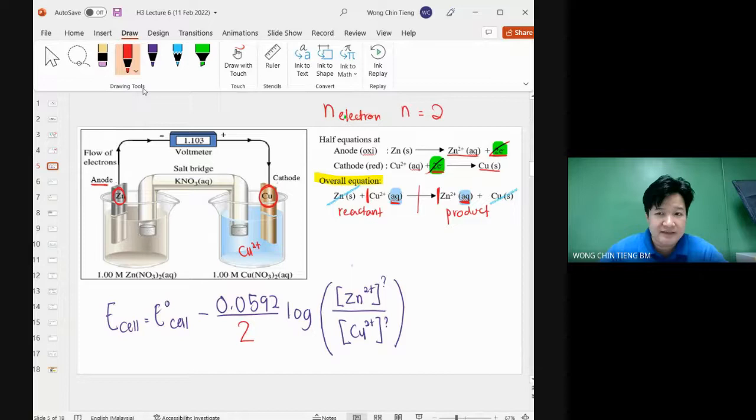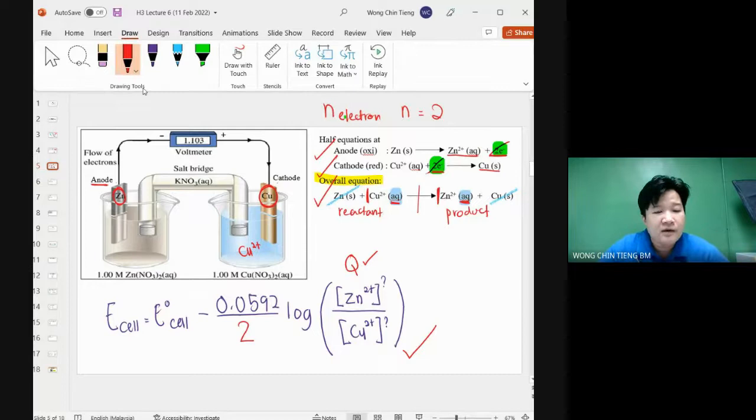Alright, and this is your Nernst equation. Once you have the right formula, you only need to put in the values and press the calculator correctly, and you will get it right. That's why for your Nernst equation, besides pressing the calculator correctly, the second most important thing is to get the formula right. And how can you get the formula right? Your Q must be right. So how can you get your Q right? The half equations and overall equation must be right.